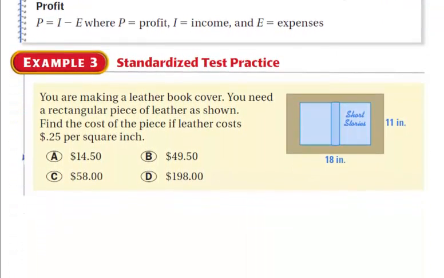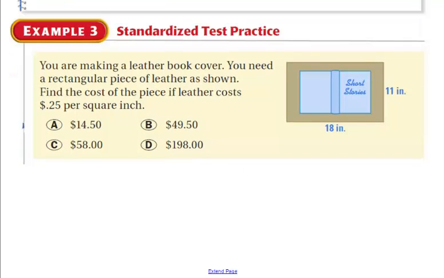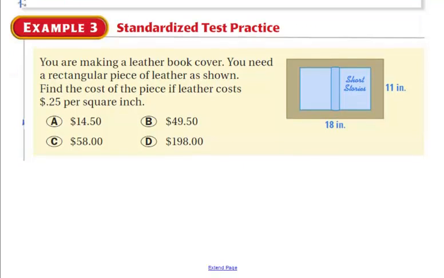So this is our last example. Then we're going to be done with our lesson. You're making a leather book cover. You need a rectangular piece of leather as shown. Find the cost of the piece if leather costs 25 cents per square inch. So basically I need to find the area of the leather cover.